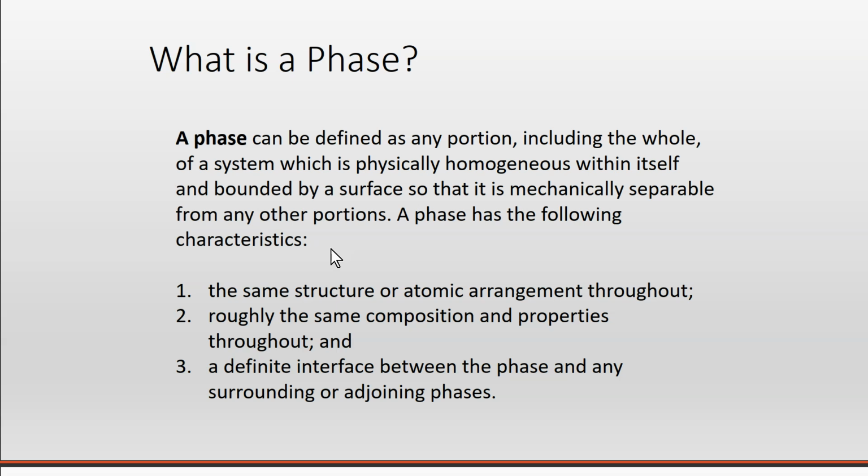So in the example of the ice in the water, we can certainly see that the ice is physically homogeneous within itself, as is the water, and there is certainly a boundary, a surface, between the ice and the water, and the ice is mechanically separable. We can simply put the ice water through a sieve to separate out the two components. So we can see how these definitions of a phase apply to the system we just looked at.